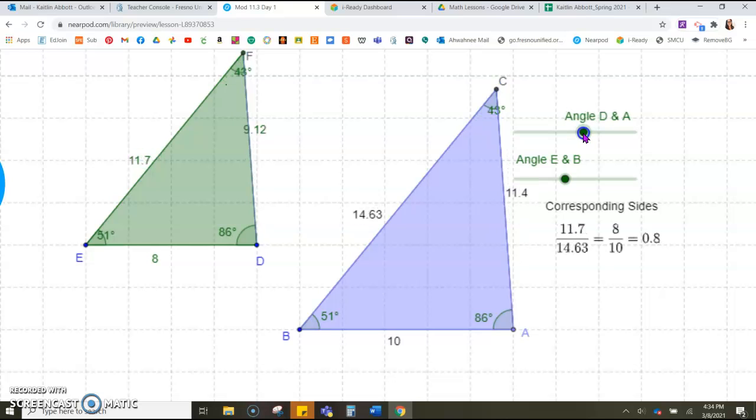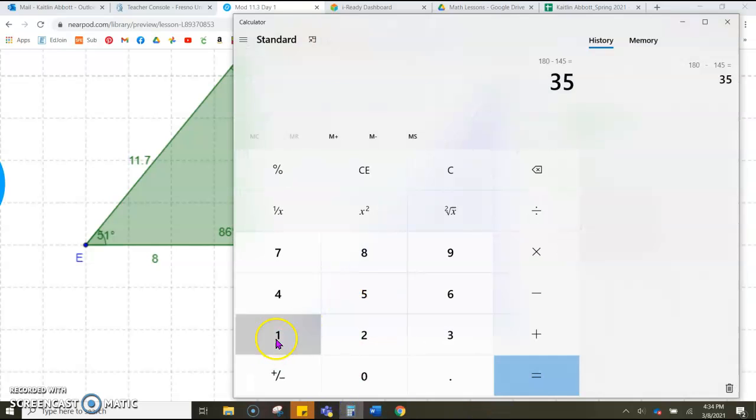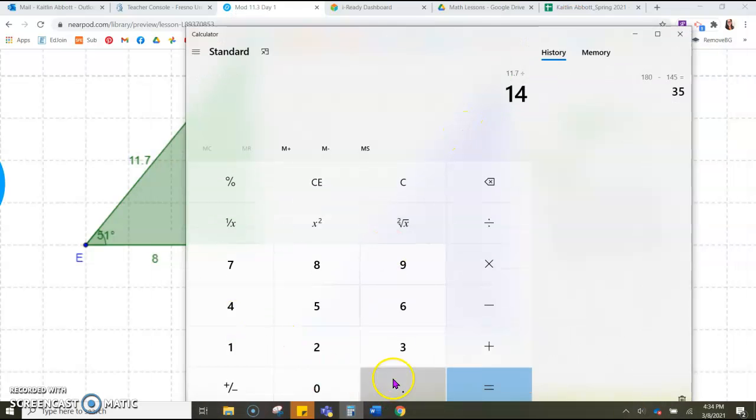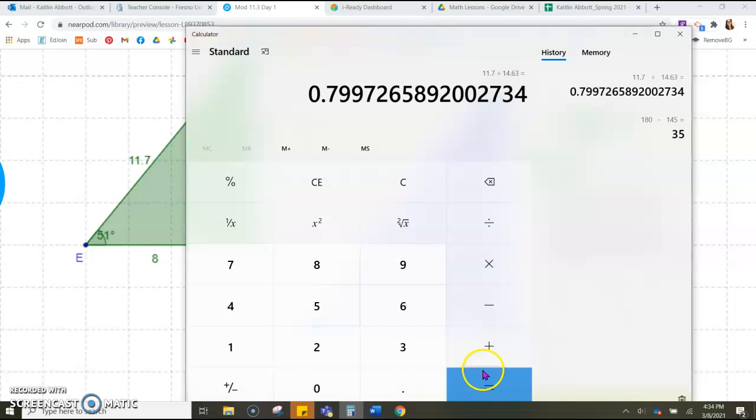Probably not. Okay, look, 11.7, which they're referring to, is here, 11.7 and 14.63. So they're taking these two, the hypotenuse, and they're dividing it to get the similarity. So let's do 11.7 divided by 14.63.